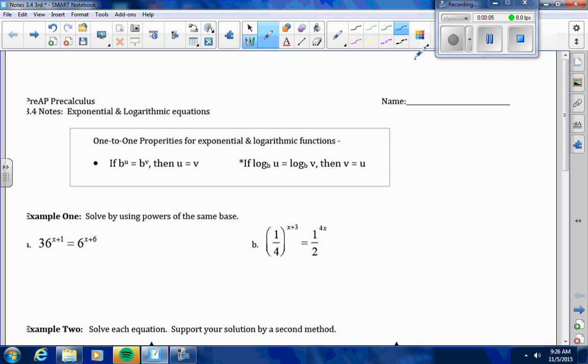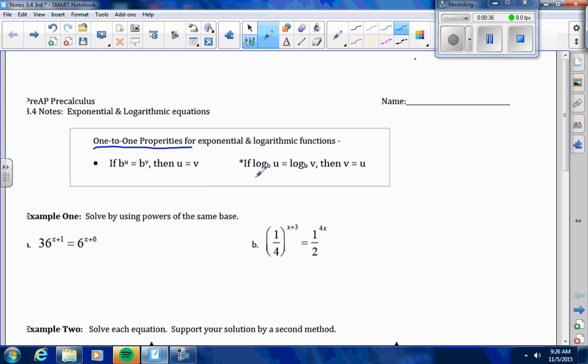Section 3.4, we're looking at exponential and logarithmic equations. We have two more properties of logarithms that we need to look at, and they are the one-to-one properties for exponential and log functions. The first one says, if b to the u equals b to the v, then the powers have to be equal, u equals v. Well, have we already been using that one? Yes, so that's nothing new.